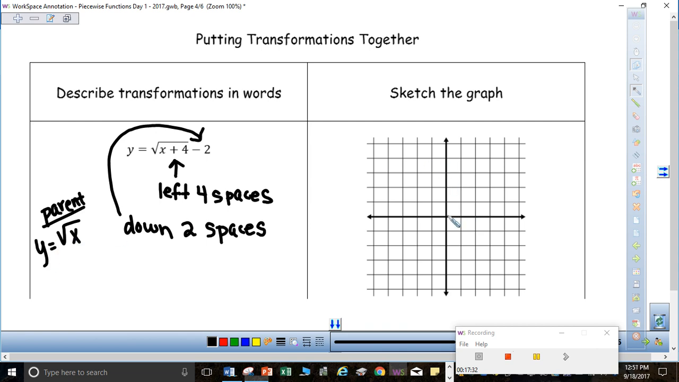So what I like to do is actually plot some points on my graph. So we have (0, 0), (1, 1), (4, 2), and I'm going to actually do that with a dotted line, and I'm going to label that the parent graph square root x.